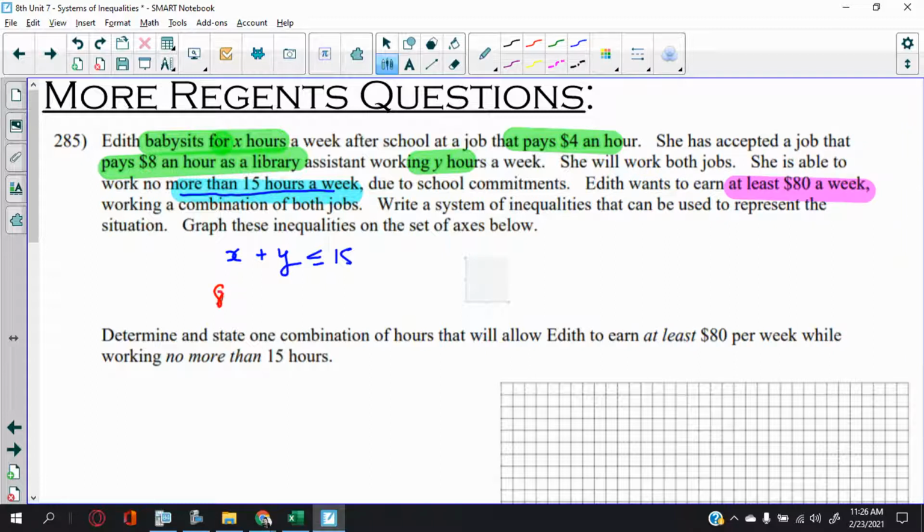4 dollars, no, four, my bad. 4 dollars per hour for babysitting. That sounds like absolutely nothing. And then 8 dollars an hour in the library, and she wants to make at least, a minimum, greater than or equal to $80 a week. Okay, so those are the two equations.